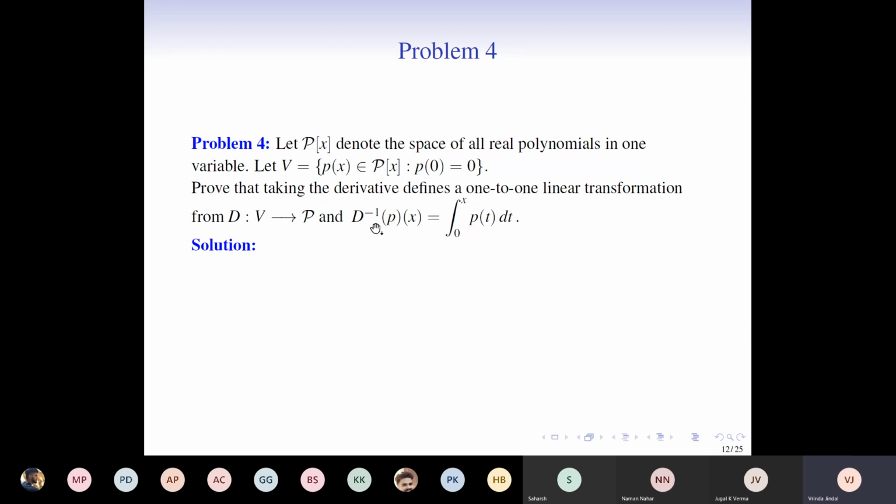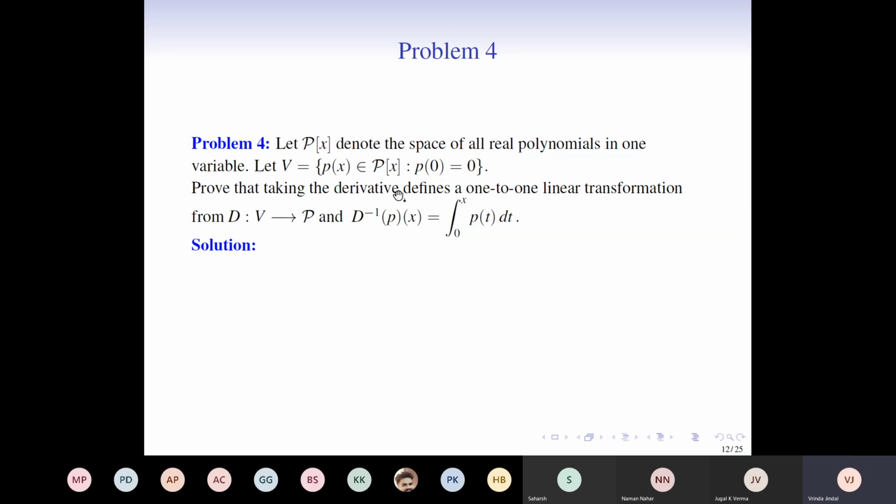So problem number 4 again involves some definitions. Let P[x] denote the space of all real polynomials in one variable, and V be a subset of P[x], and it is basically those polynomials such that p(0) is 0. So V is the set of only those real polynomials which have a value of 0 at 0.